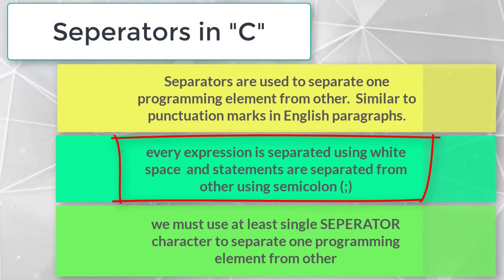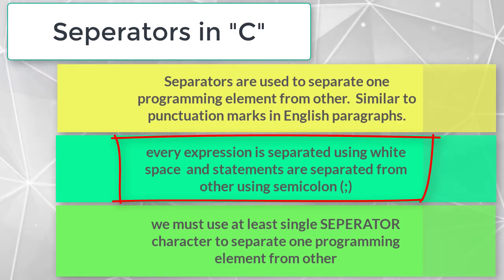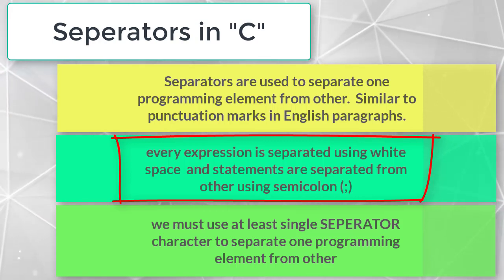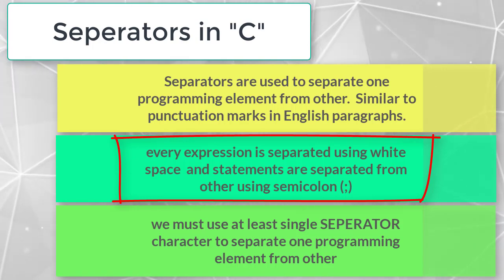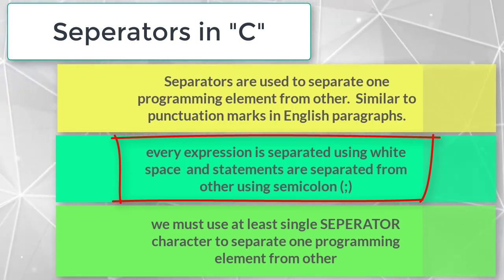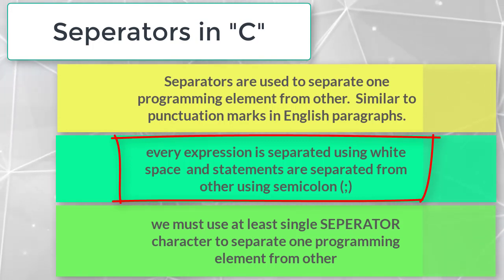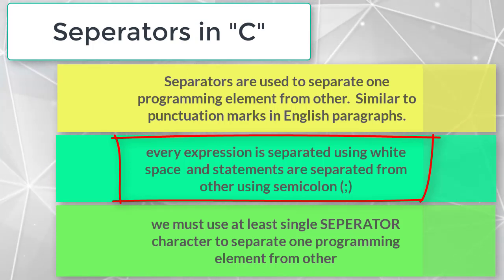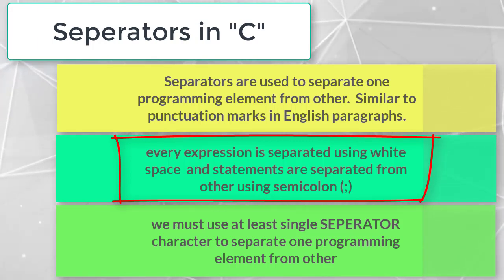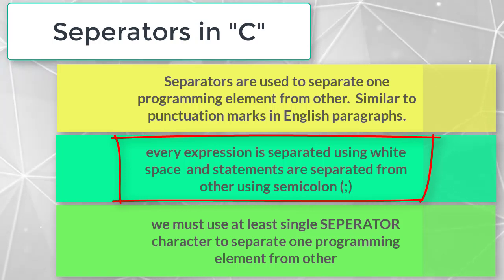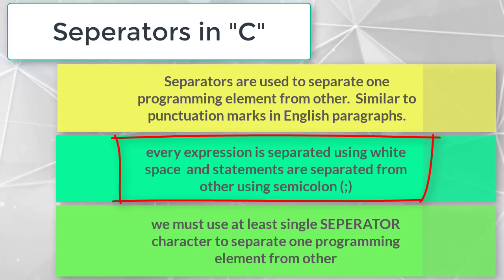Now, whenever you write a equal to 10, you can identify that a is separate, equal to is separate, and 10 is separate. But if you write a space equal to space 10, it is also considered the same: a is equal to 10. We can use any number of white spaces, and that is not considered syntax, it is only considered a separator. Every identifier and every keyword needs a space after it, and only then can the compiler understand it. One more separator is the semicolon.